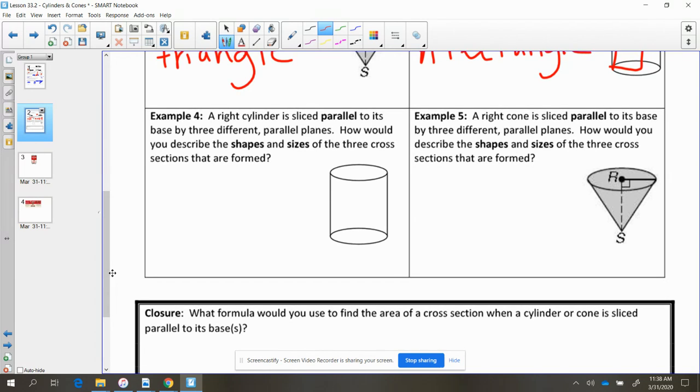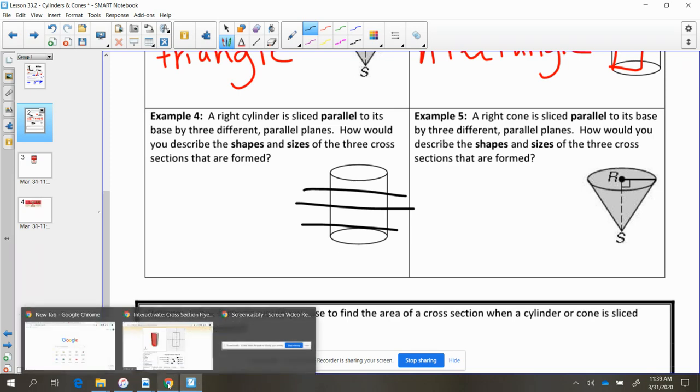Okay, now example 4 is asking us for a right cylinder sliced parallel by 3 different planes. So imagine we're slicing this boom, boom, boom, 3 different spots. How will we describe not only the shape, but also the size of those 3 cross sections that we're forming?